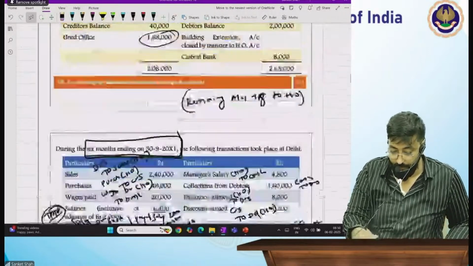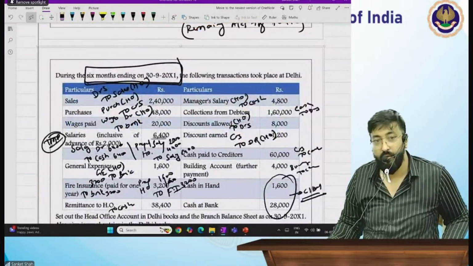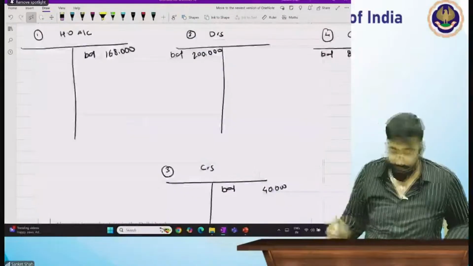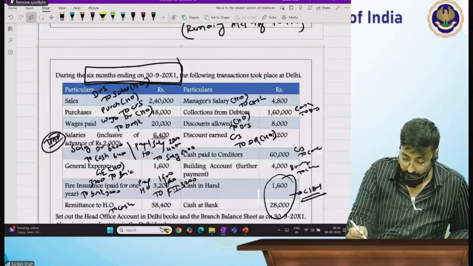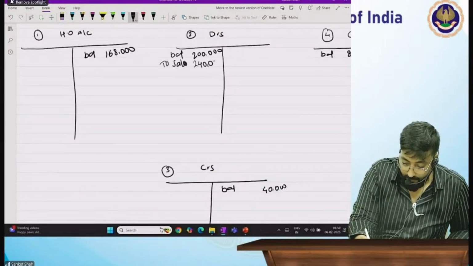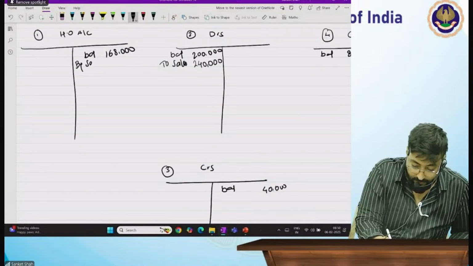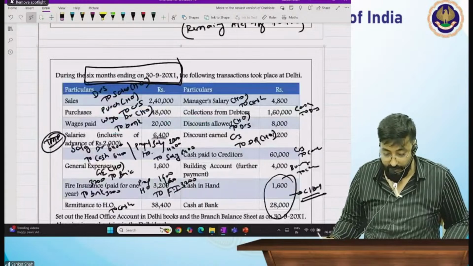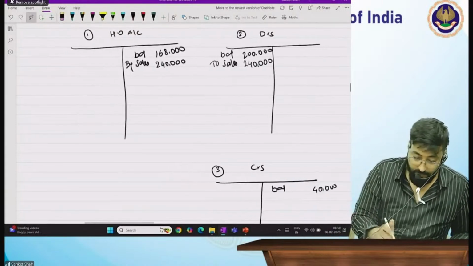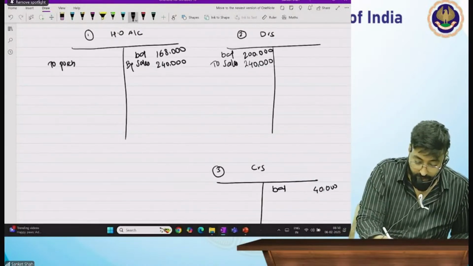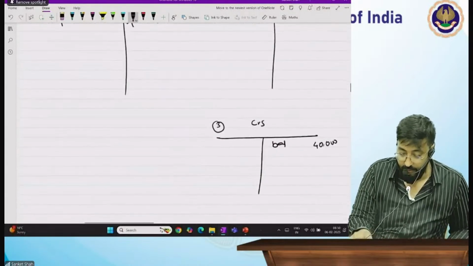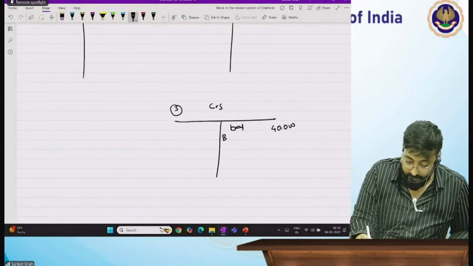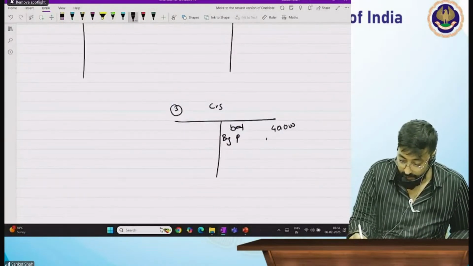Chalo. Now the first one, sales. Sir, debtors debit side, to sales 2,40,000. And second effect? HO account, sir, by sales. Understood how to do posting? Yes, sir. Next, purchases. Sir, creditors, HO account debit side. First debit, then credit, always. Okay, sir, 48,000. Credit side, creditors credit side, by purchases 48,000.